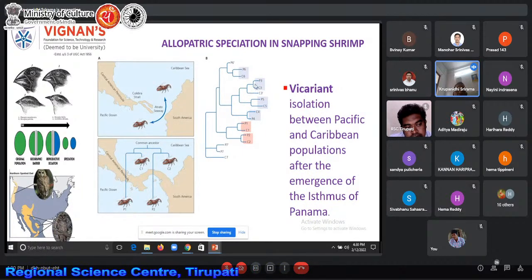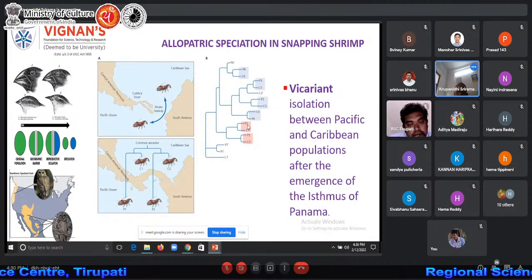These two constitute the primary cluster. This constitutes the secondary cluster. This is the tertiary cluster. And this constitutes a group.